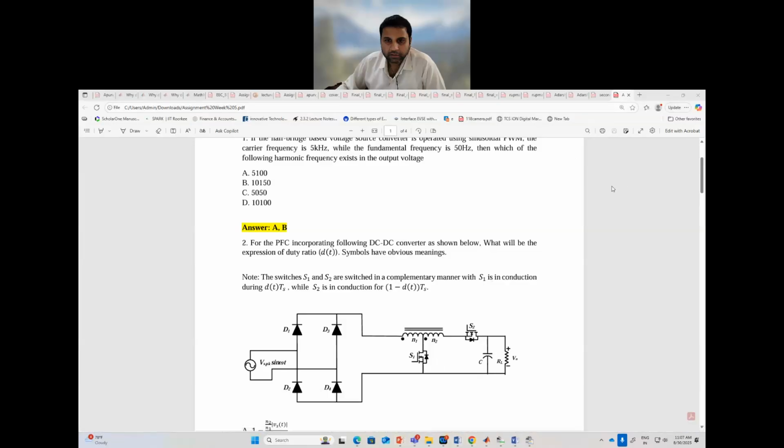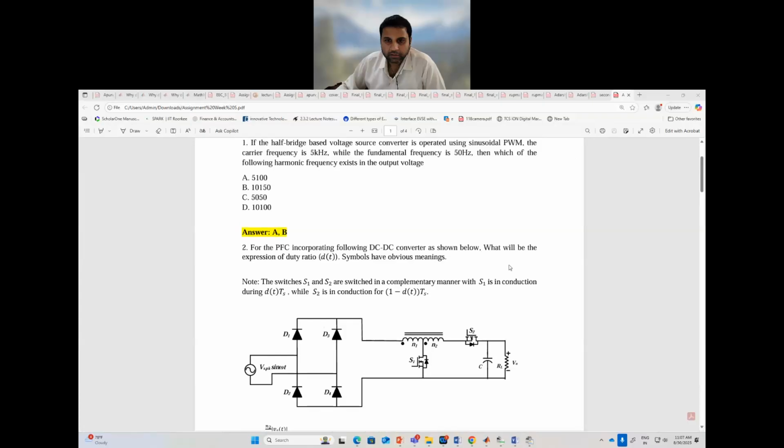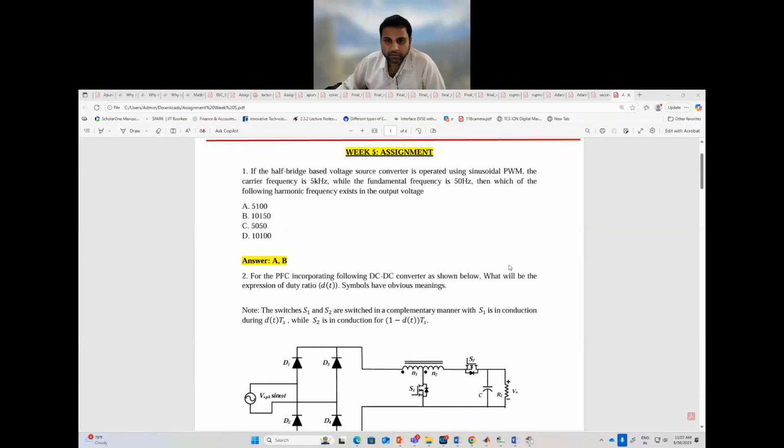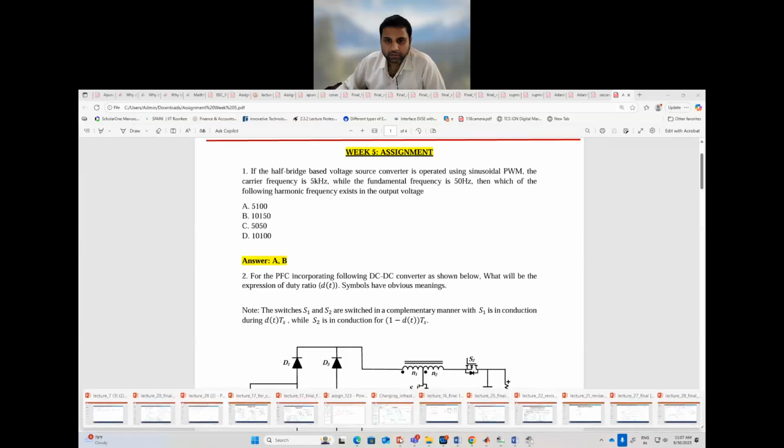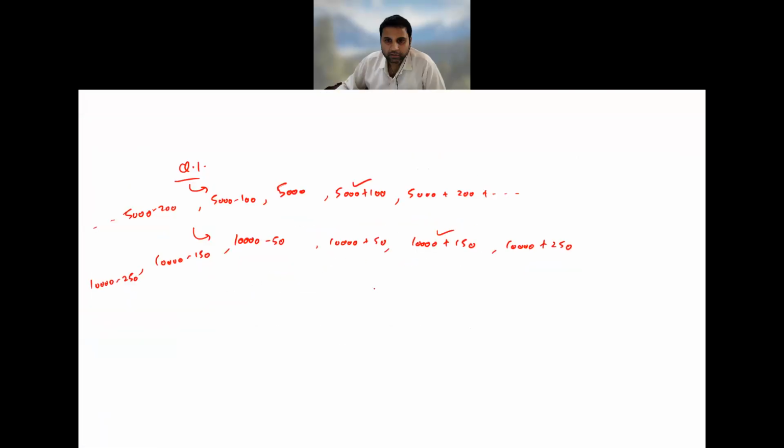Hello. Yes, sir, if we do it with that formula that you have given, with that i times mf plus j, the mf value will be 100 hertz, and then all the options get satisfied using different i's and j's. So mf is fc by fm. fc is your 5 kilohertz and fm is 50 hertz. So that will be 100.